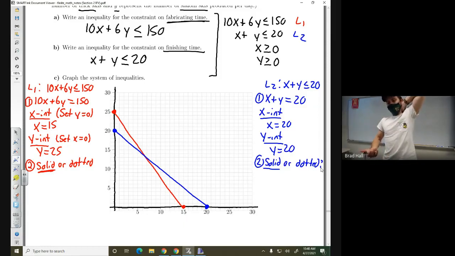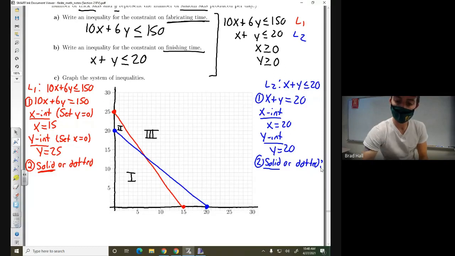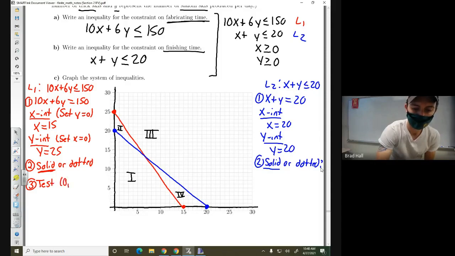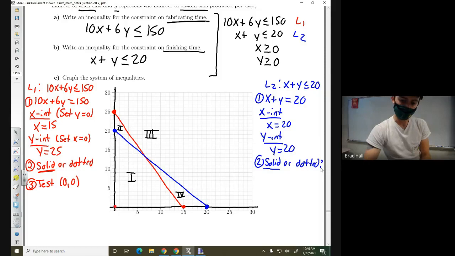And then we just need to figure out which region to shade, because we have four regions here. We need to figure out which one of these we actually shade, which means we need to test 0, 0. So we test the origin. Remember, the origin is down here.